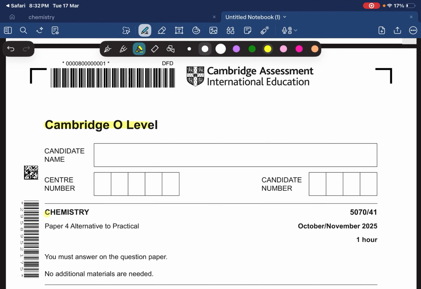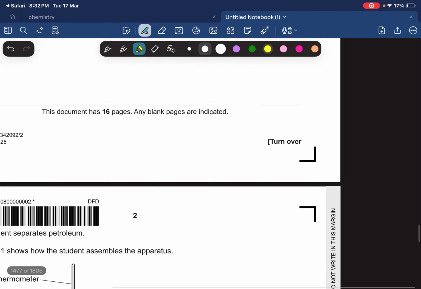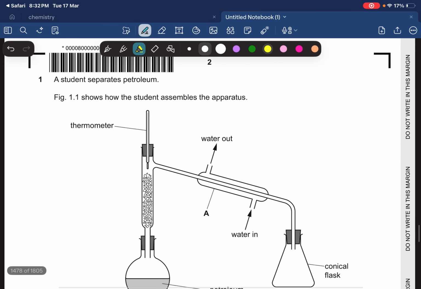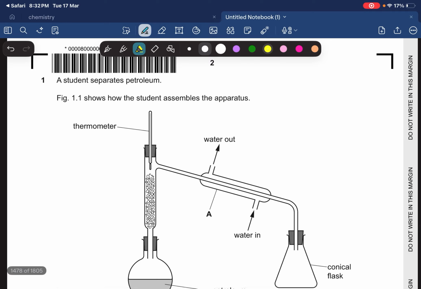Solving Cambridge O-Levels Chemistry Paper 4 Alternative to Practical, October-November 2025, Paper 41. A student separates petroleum. Petroleum is a mixture of crude oil and other substances. Figure 1.1 shows how the student assembles the apparatus.